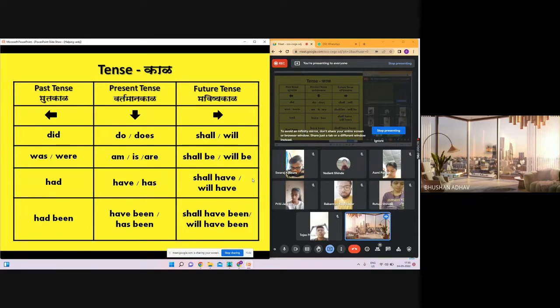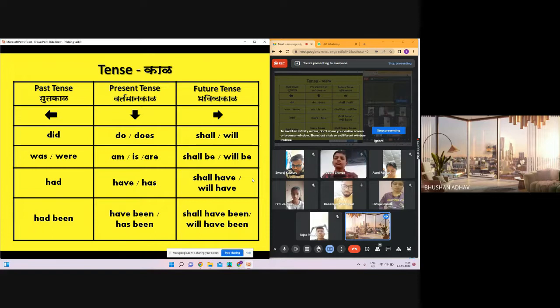Shall be, will be, shall have been, will have been. So past: did, was, were, had been.